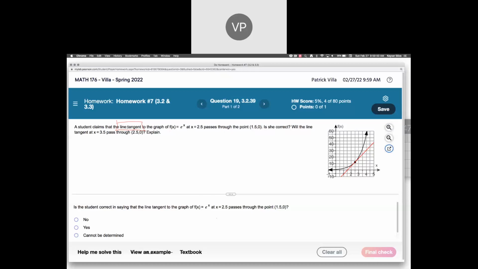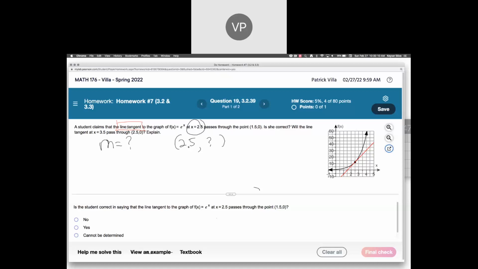Well, I know a little bit. All I know is it's tangent, and I know the x is this. So I know there's kind of a point, (2.5, something), but I don't know what that point is. All right? So I'll come back to that. We also need to know what the slope is.